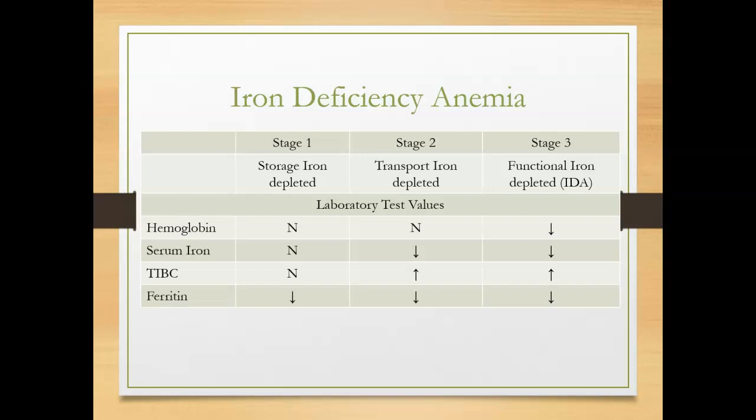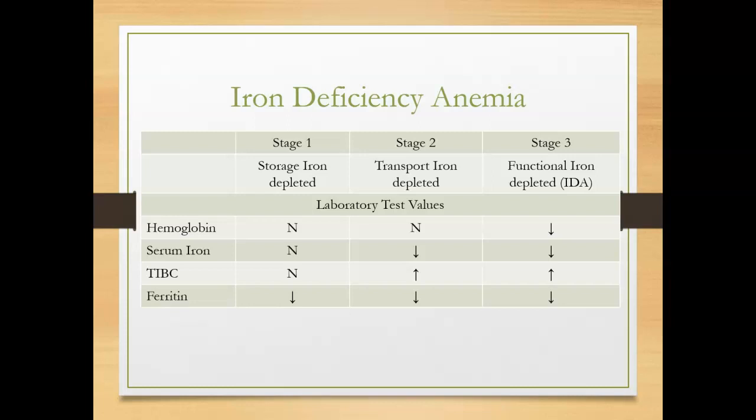In stage 2, our transport iron starts to be depleted. Our hemoglobin is still normal in this stage, but our serum iron starts to decrease, and our ferritin starts to decrease. You'll notice at this point, the total iron binding capacity starts to increase because we have the capacity to bind more iron, but it's not there to bind. Okay, so make sure that you have that straight. This is the only type of anemia where we see an increased total iron binding capacity.